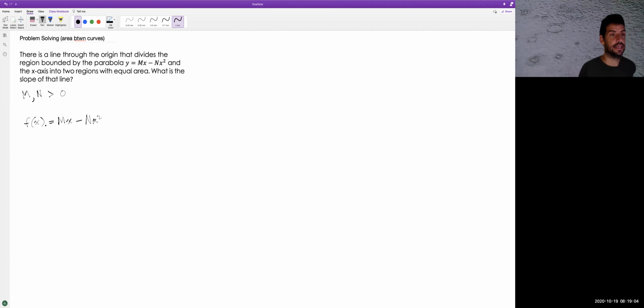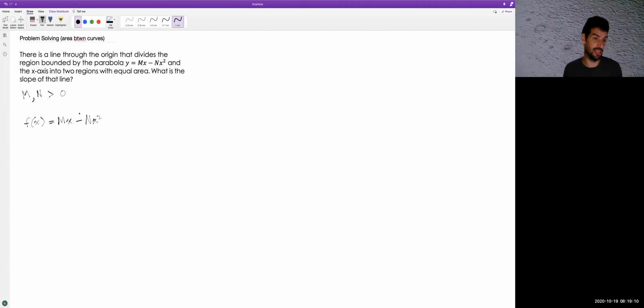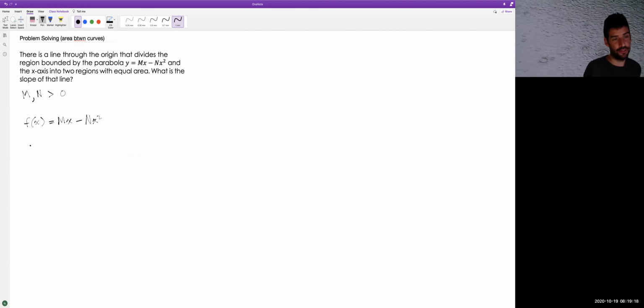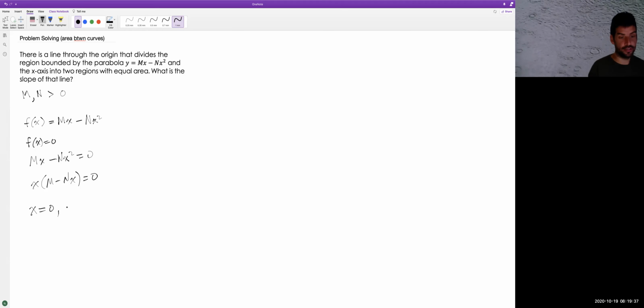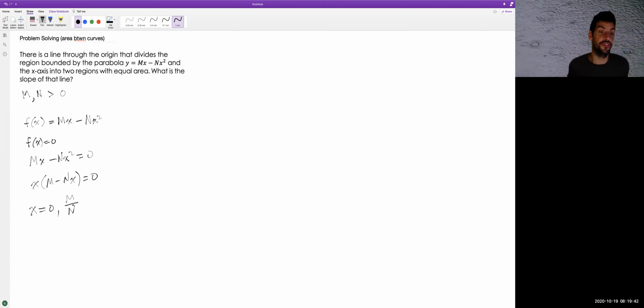Let's graph this thing. It's a parabola. It's facing down, since the x squared term, the quadratic term, has a negative coefficient. Let's just find its zeros. So we want to solve where f of x equals 0. This is a simple enough problem to do. mx minus nx squared is 0. x times (m minus nx) equals 0. So we see that x equals 0 or x equals m over n. Okay, those are our two zeros.